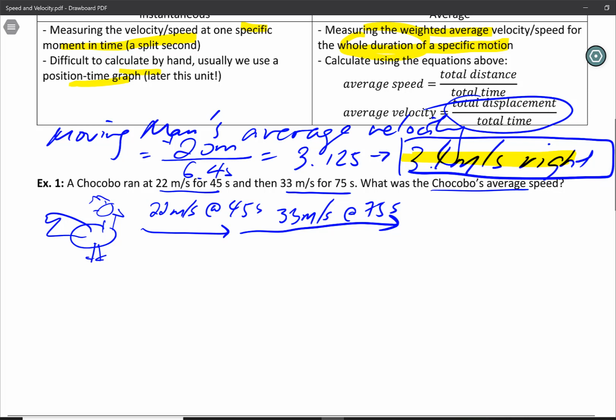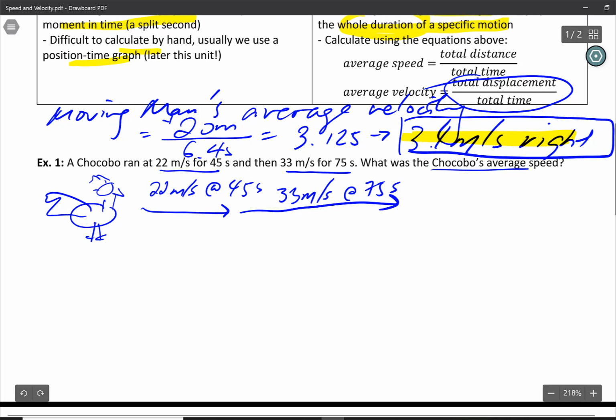You're wondering how he sped up in such a short time? It's not quite possible, but for the sake of simplicity, let's say the chocobo, right after 45 seconds, jumped to 33 meters per second without any sort of speeding up. It was just an instantaneous change.